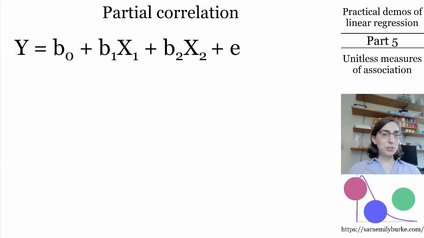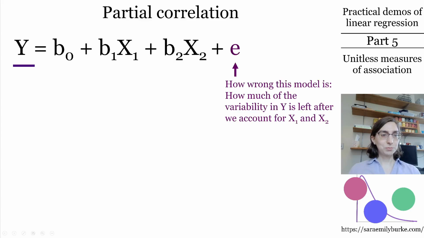So here, let's imagine a regression model with two predictors, x1 and x2. And I've got slopes b1 and b2 that correspond to them, and a residual e that represents the discrepancy between the fitted values from this portion of the regression equation and the actual observed values of y. That residual e is a measure of how wrong this model is, how much of the variability in y is left over after we account for both x1 and x2.